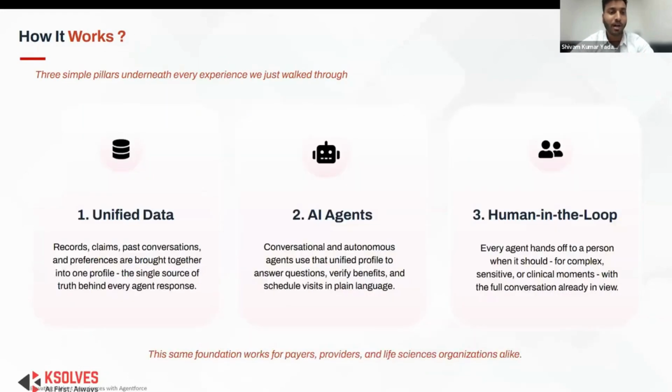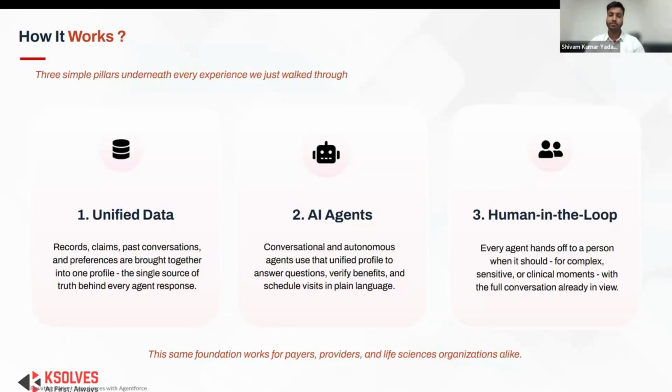So now we'll talk about how it works. There are simple pillars underneath. For example, the first one is unified data. All of the records, the claims, the past conversations, the preferences, all of these things are brought under one umbrella, under one database. This data is then picked up by the AI agents. AI agents are conversational, autonomous agents, and they can use this unified profile to answer questions, to verify benefits, and to schedule visits in plain, simple language. So nothing complex is required over here.